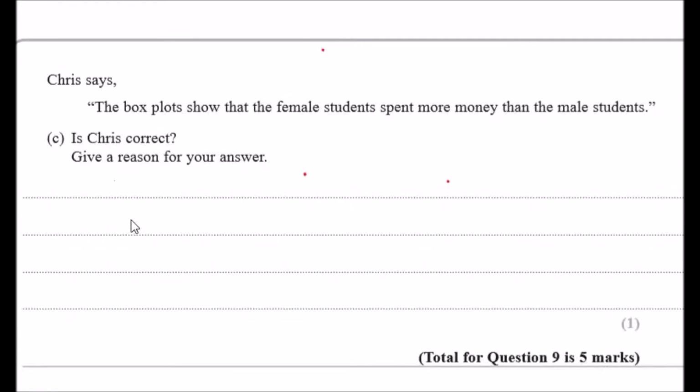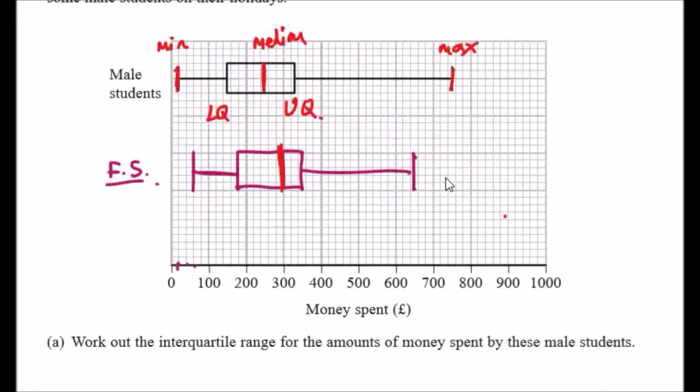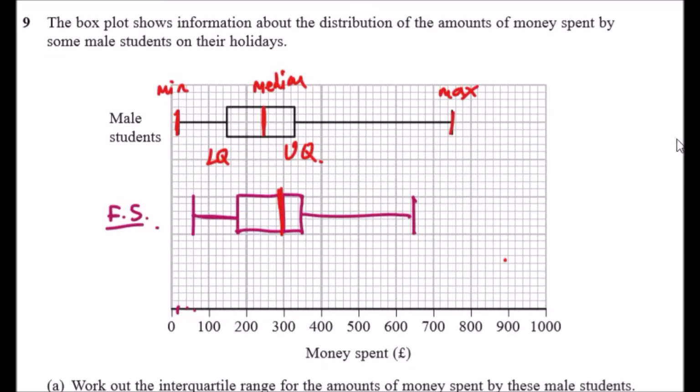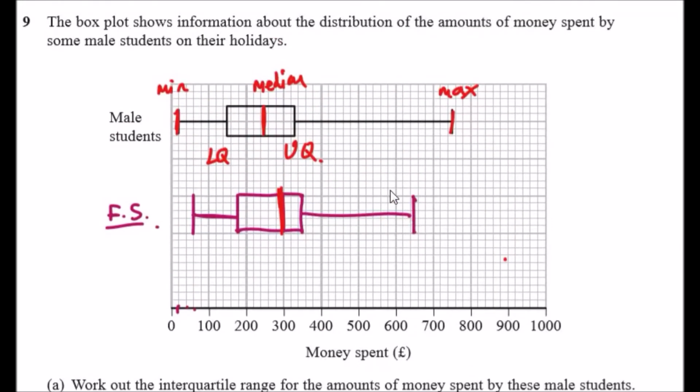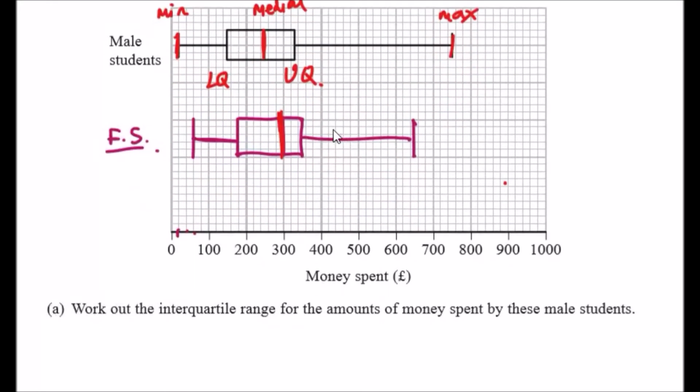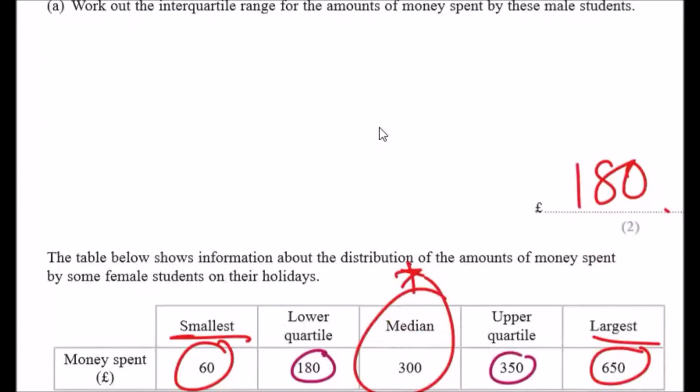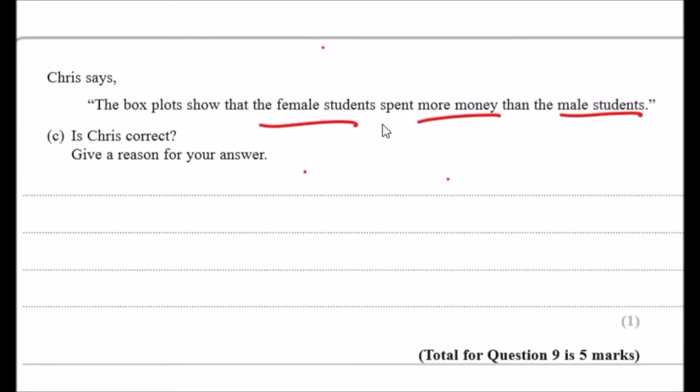Okay, part C. So Chris says the box plots show that the female students spend more money than male students. So let's just have a look at the box one more time. Now, on average, it looks like females spend... and by the way, when it comes to averages, we look at means. And if we don't have the mean, we look at the next best thing, which is the median. Okay? So according to this data, the line seems to be further up ahead, so women spend more at 300 and males spend a bit less at 250. So we can say clearly according to this that women spend more than men on holidays by £50, according to their medians. So yes, female students actually, because we're talking about female students.